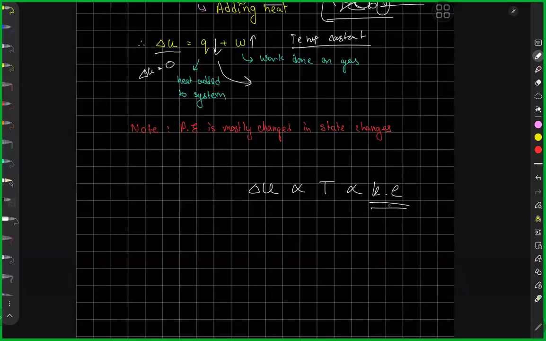So if the kinetic energy doesn't change, internal energy will never change. What is internal energy comprised of? KE and PE. Do we consider potential energy? No. So internal energy for ideal gases is only related to kinetic energy. And what is an indication of kinetic energy? The temperature. So if the temperature never changes, internal energy also never changes.